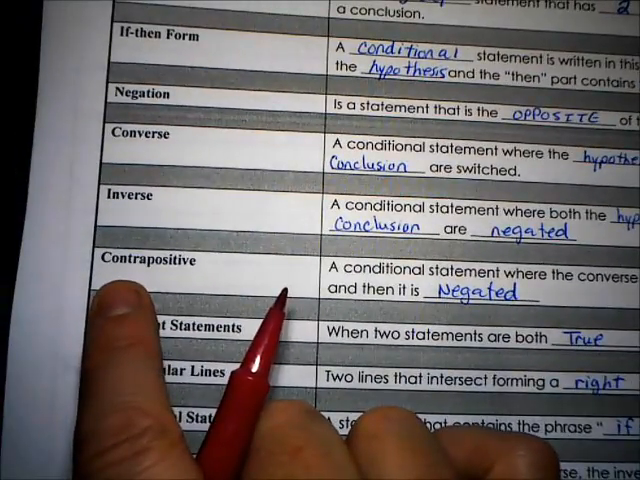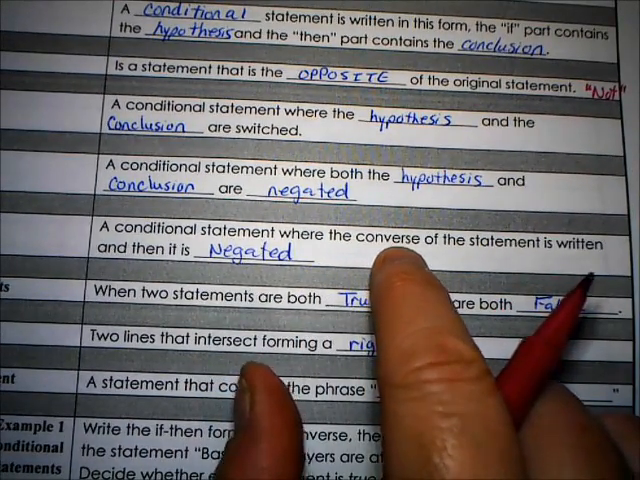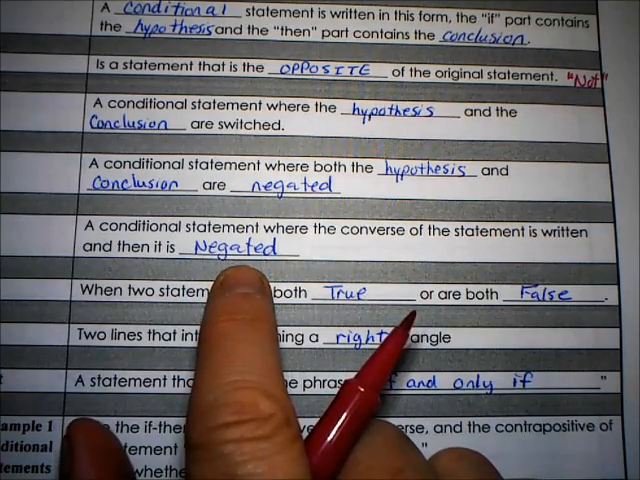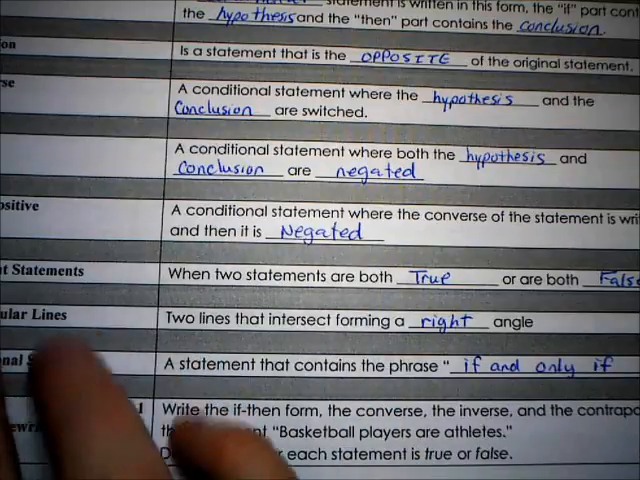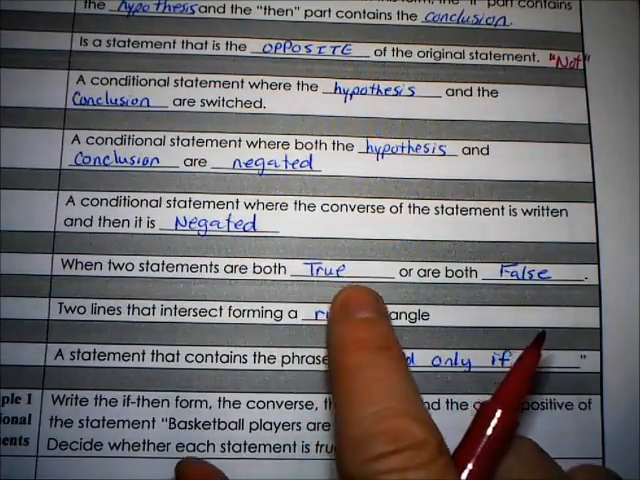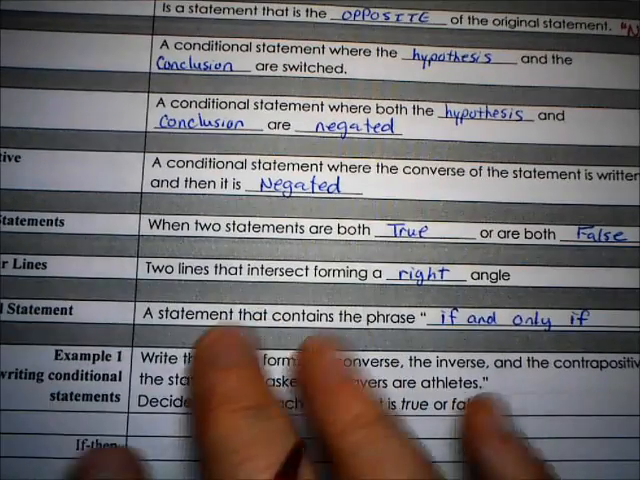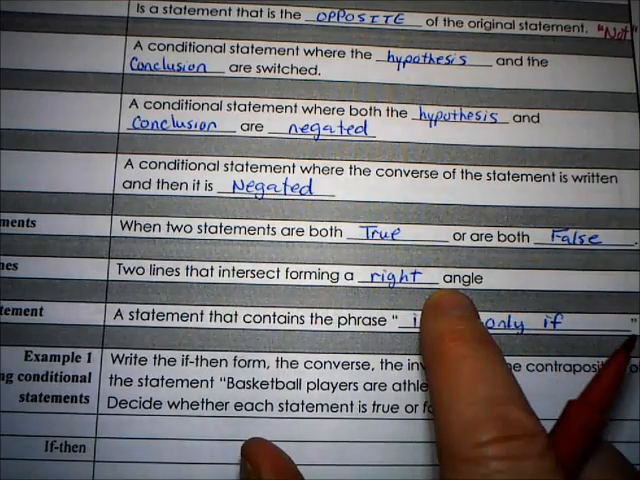And then you have a contrapositive. That is, you use the converse statement, which was switched, and you negate it. This is a bunch of writing exercise today on logic. We also have equivalent statements. That's when two statements are either both true or they're both false. They'll be equivalent. We have a definition, perpendicular lines. Two lines that intersect forming a right angle is the definition of perpendicular lines.